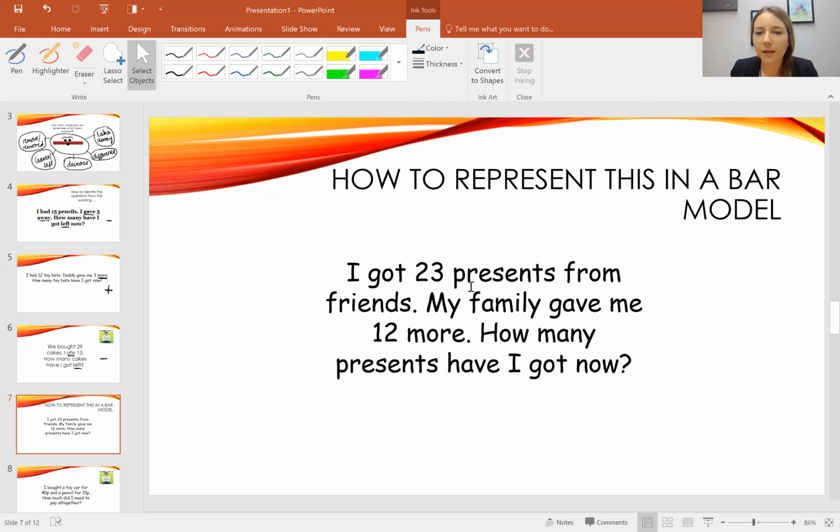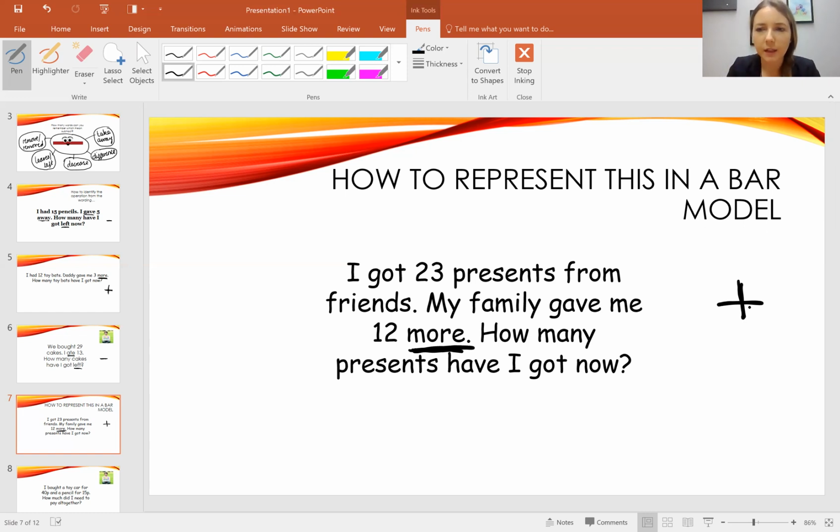I got 23 presents from friends. My family gave me 12 more. How many presents have I got now? So the first thing I'm going to do is work out whether I think that's addition or subtraction. I'm going to look at the words again. I got 23 presents from friends. My family gave me 12 more. So there's a word from our list, more. How many presents have I got now? So I know that's addition because an amount is getting bigger. Somebody's given me more than I had.